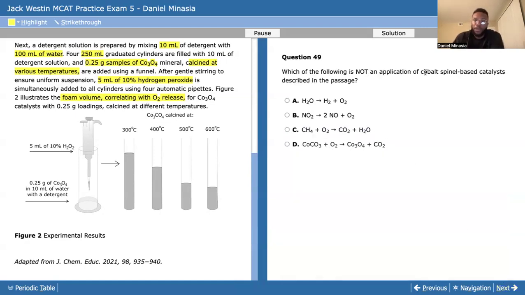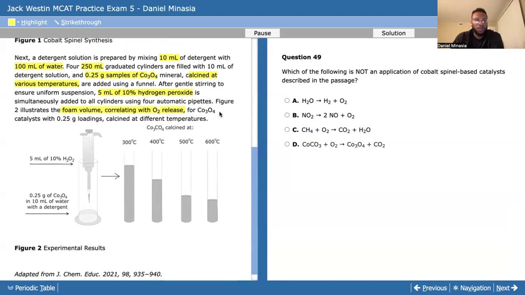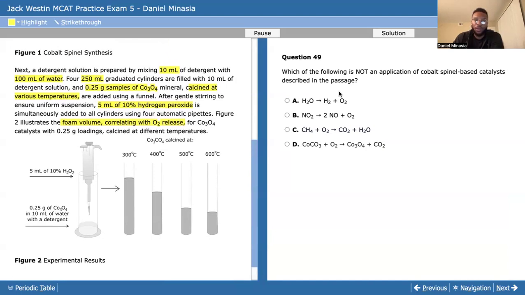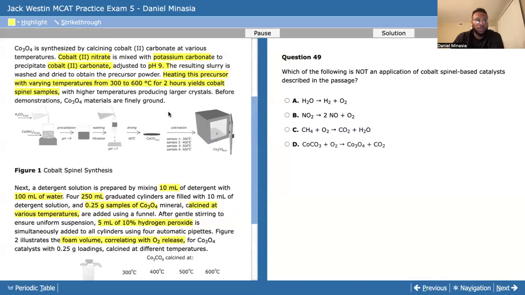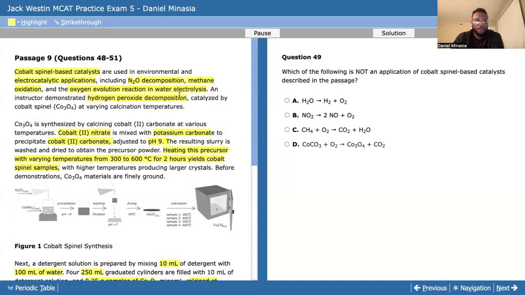Which of the following is not an application of cobalt spinel-based catalyst described in the passage? All right, so A is electrolysis of water. Okay, so where did we see that? Right here. So we can literally just reel them off because they gave the applications that they wanted us to know about. So A is here, electrolysis of water. B is here, N2O or NO2 decomposition, I guess. It would still count. It's still the decomposition, right?